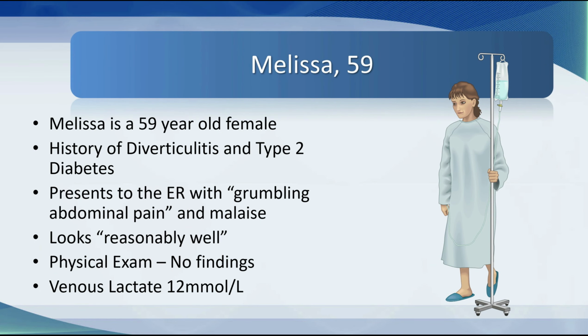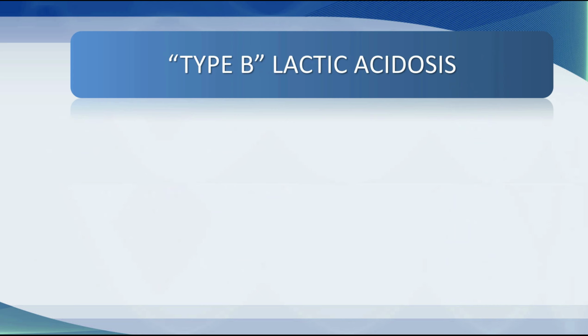Melissa is 59 years old and she has a history of diverticulitis and type 2 diabetes. She presents to the ER with grumbling abdominal pain and malaise, although she looks reasonably well. Her vital signs are not extraordinarily abnormal. You examine her, there are no specific findings on physical exam, and her venous lactate is 12 millimoles per litre. When you see a patient like this with a very high lactate, in this situation 12 millimoles per litre, who does not look particularly unwell, you can pretty much rule out sepsis and hypovolemia. This is type B lactic acidosis, and there's a way of working this problem.